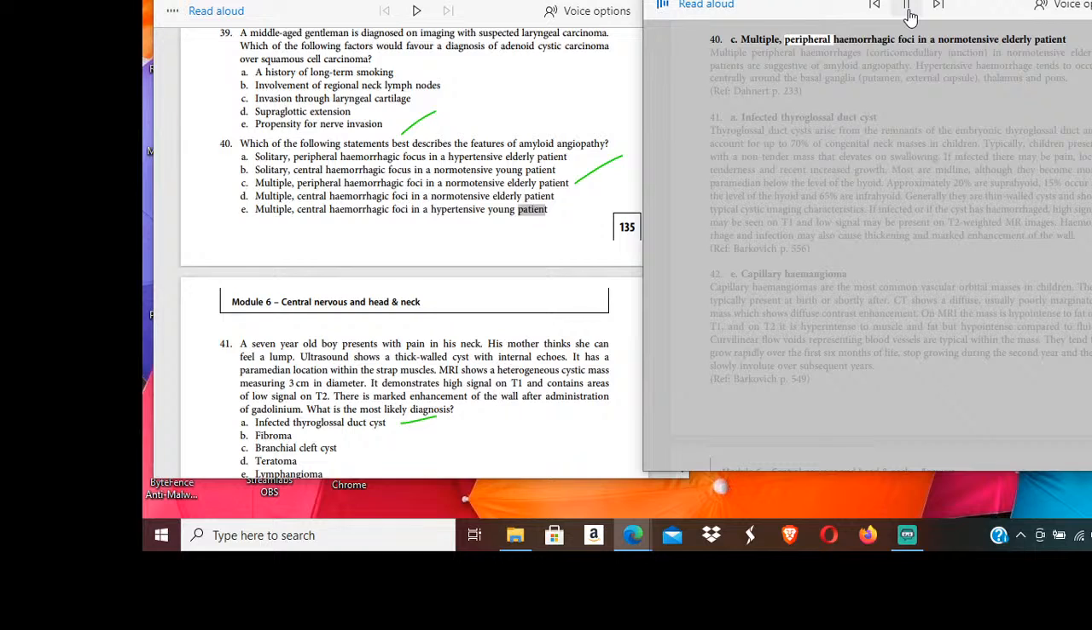C. Multiple, peripheral hemorrhagic foci in a normotensive elderly patient. Multiple peripheral hemorrhages at the corticomedullary junction in normotensive elderly patients are suggestive of amyloid angiopathy. Hypertensive hemorrhage tends to occur centrally around the basal ganglia, putamen, external capsule, thalamus and pons. Ref. Dähnert P. 233.